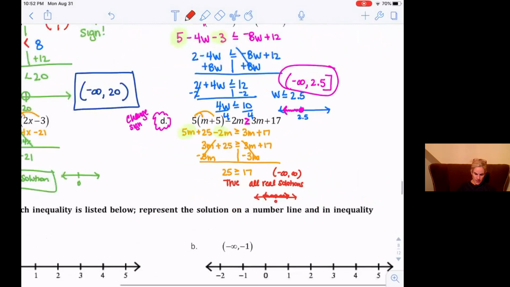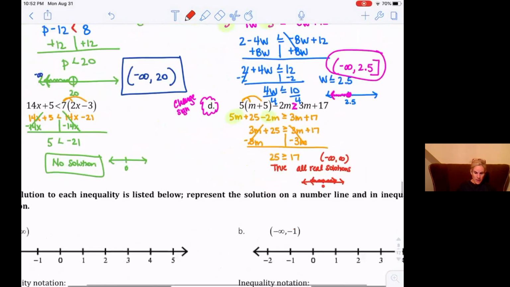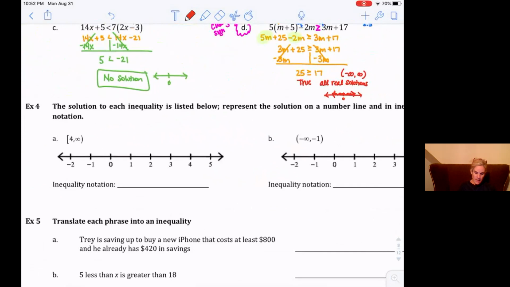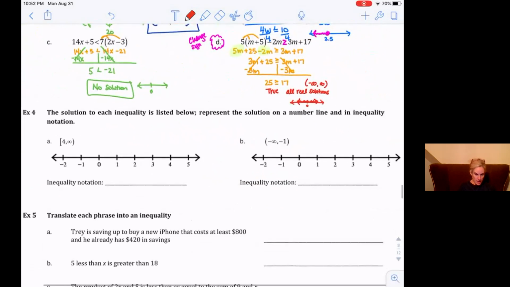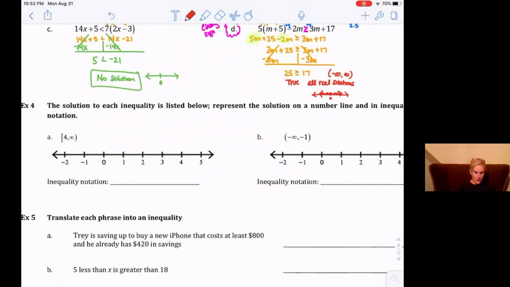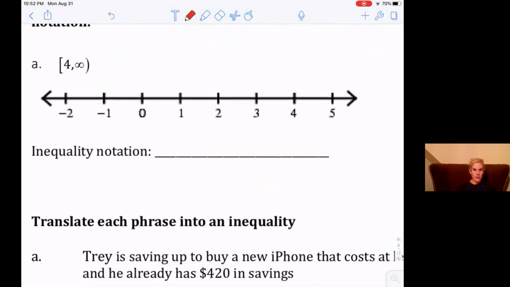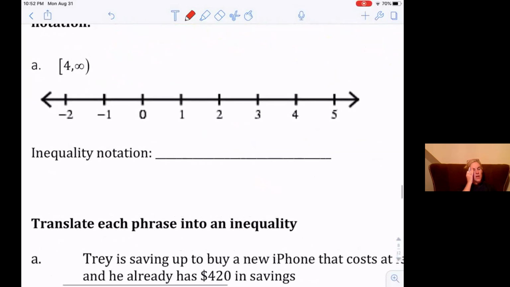All right, we're getting there. Let's take a look at example 4 here. Example 4 says the solution to each inequality is listed below. Represent the solution on a number line and in inequality notation. Okay, so 4a says 4 comma infinity with a 4 in bracket.